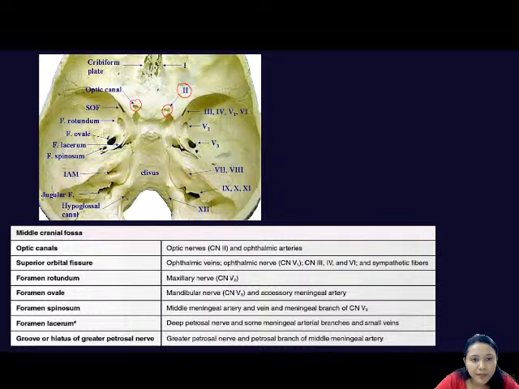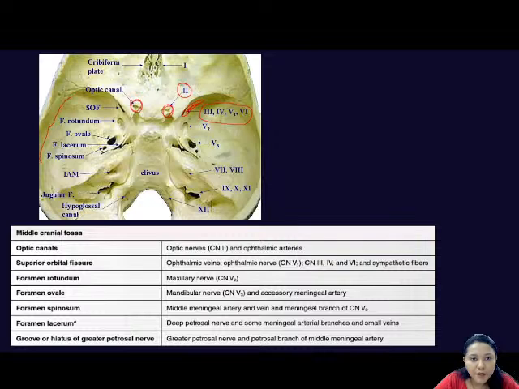So after the anterior cranial fossa, in the middle cranial fossa, we have first the foramen that is the optic canal, and this optic canal is going to transmit your cranial nerve number 2. Then you have a foramina here known as the superior orbital fissure. The superior orbital fissure is going to transmit your cranial nerve number 3, 4, V1, that is the trigeminal's first branch, the ophthalmic branch, and 6, that is abducens.